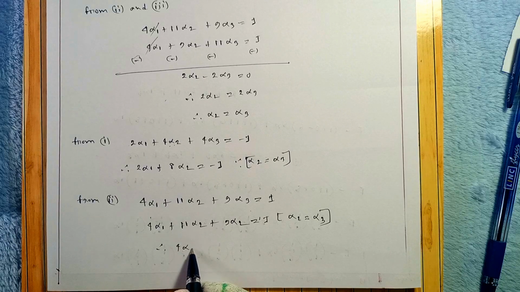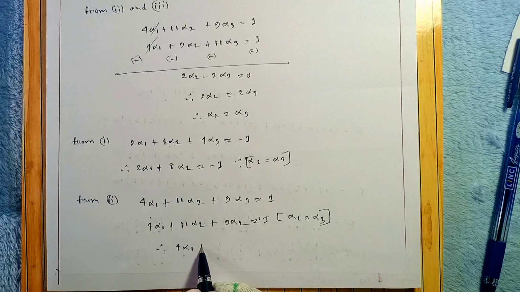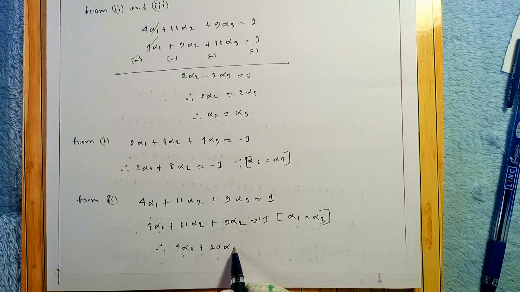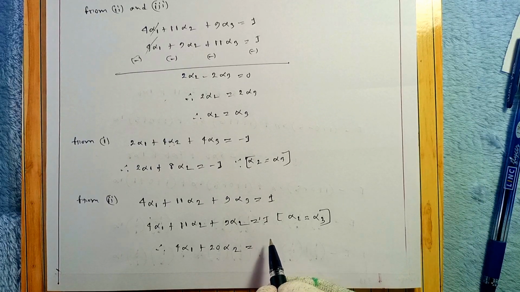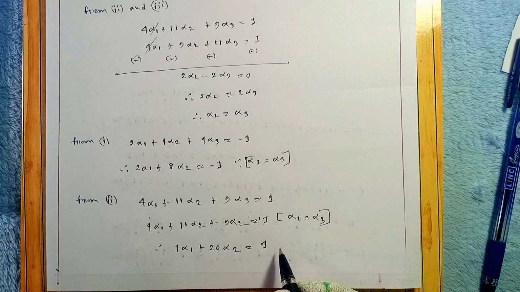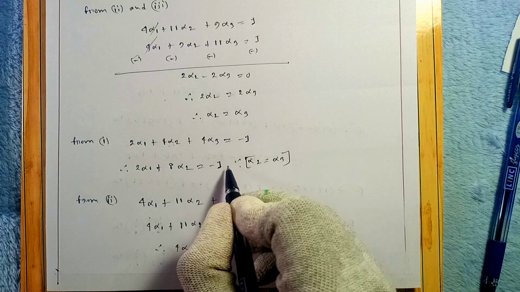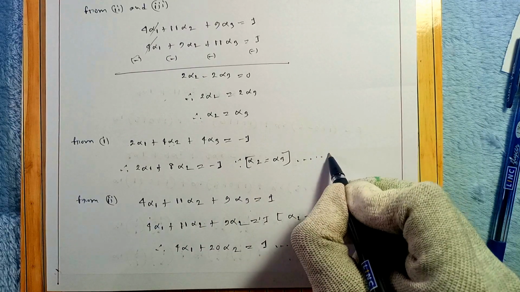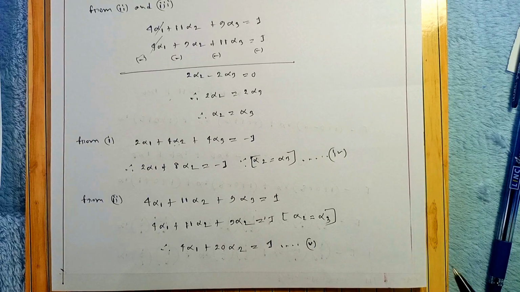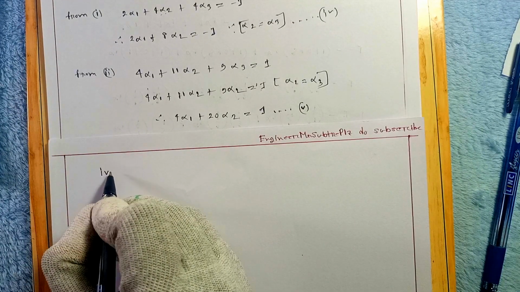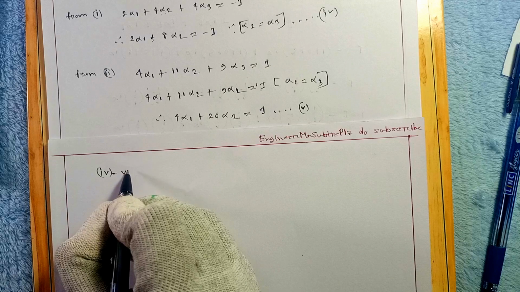So 4 alpha 1 plus 20 alpha 2 equal to 1. We can call this one equation number 4, and this one equation number 5. So let's subtract equation 4 from equation 5.